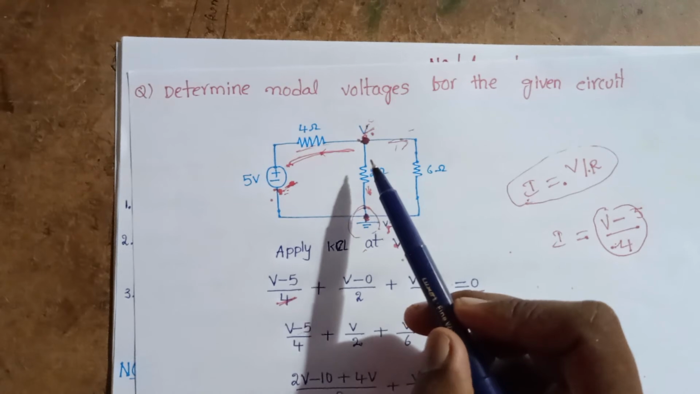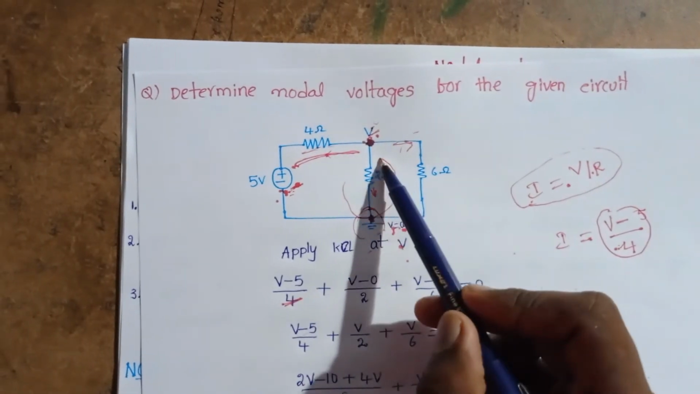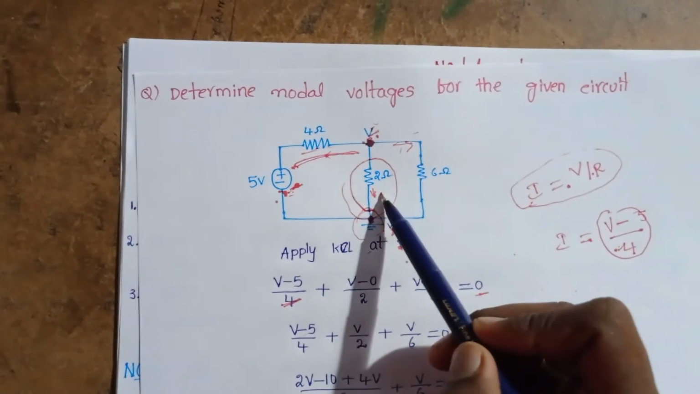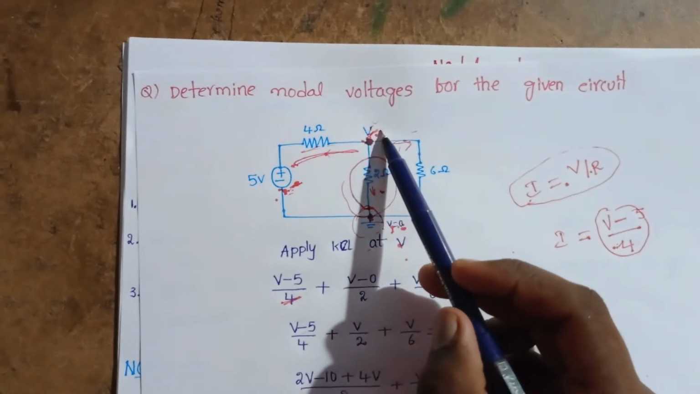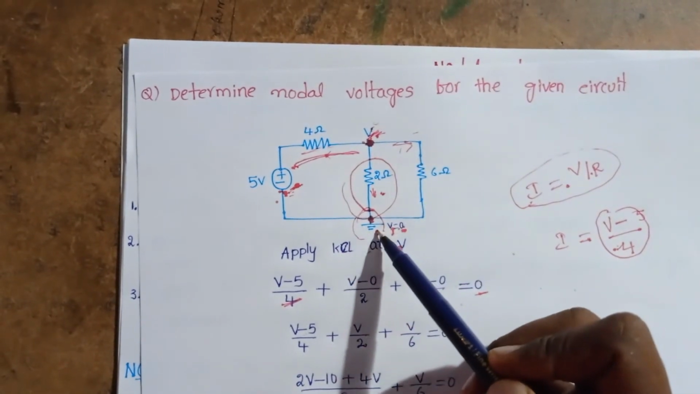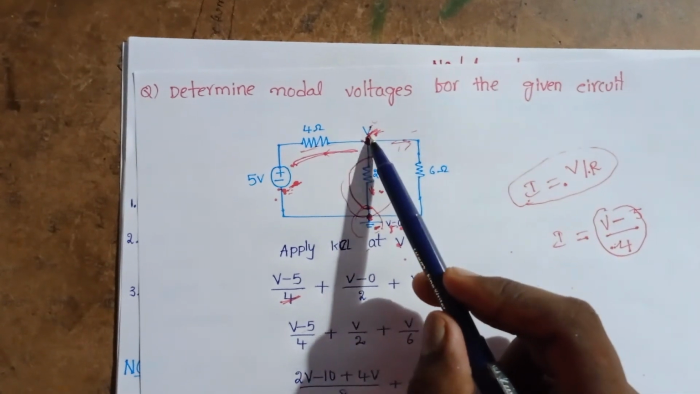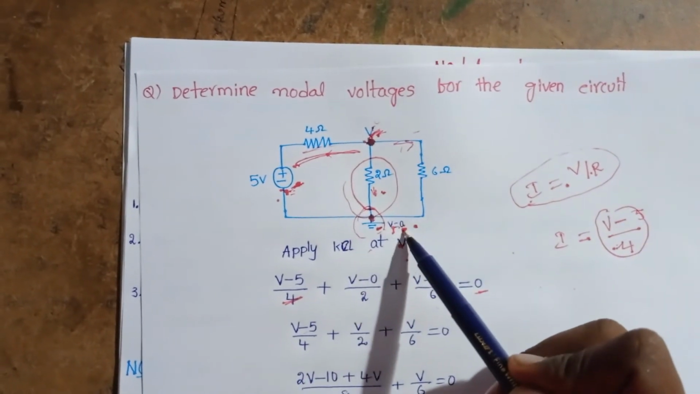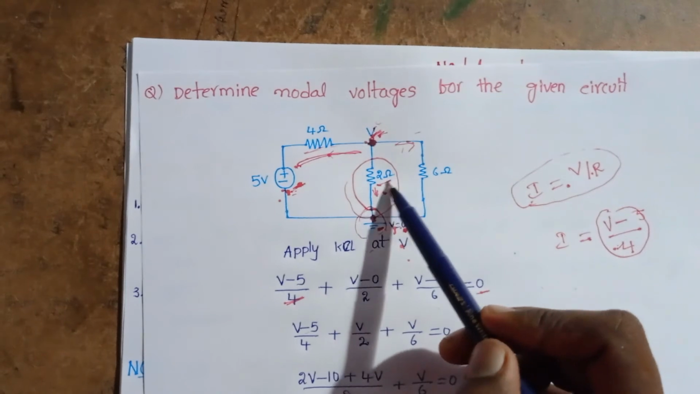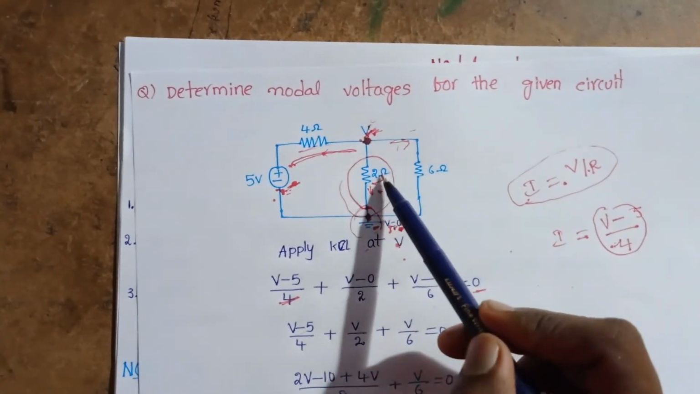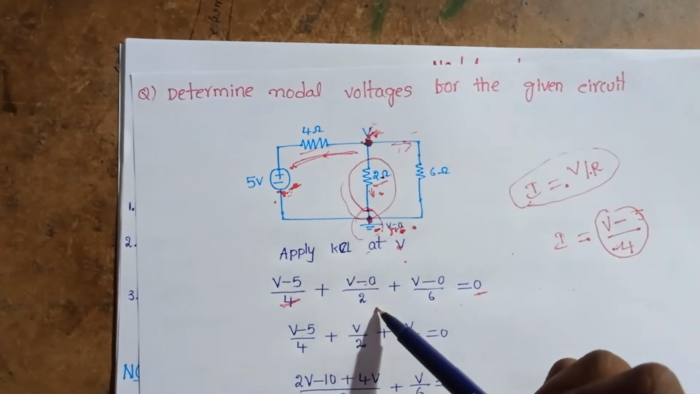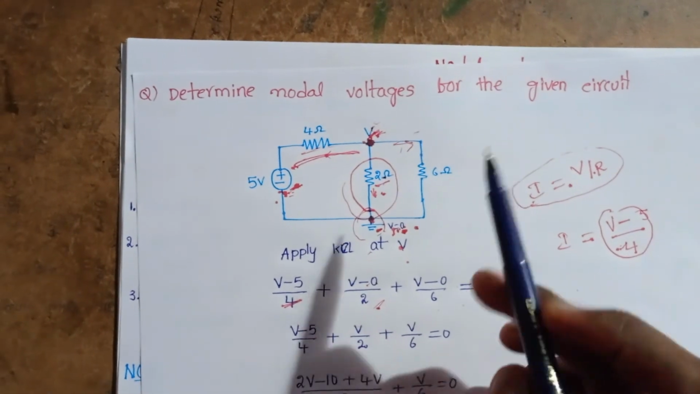Next, what is the current in this branch? Here the voltage is V and at this end the voltage is 0. That means V minus 0 by the resistance, which is 2. V minus 0 by 2 is the total current.